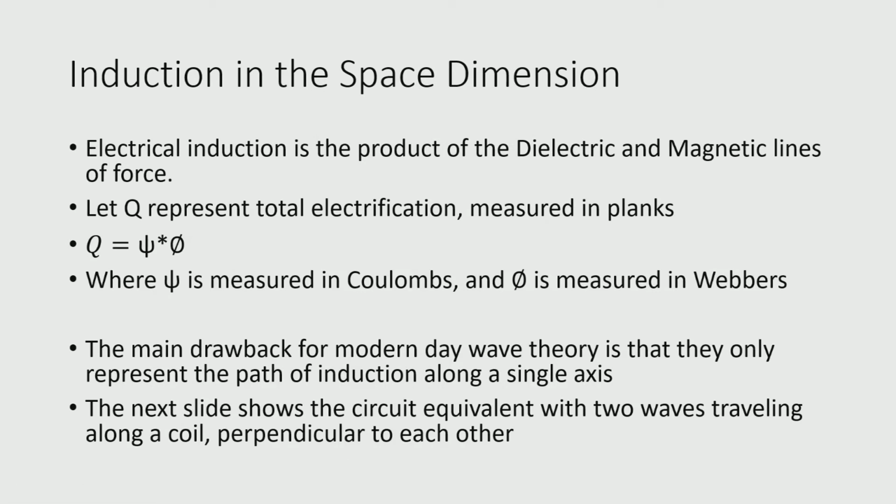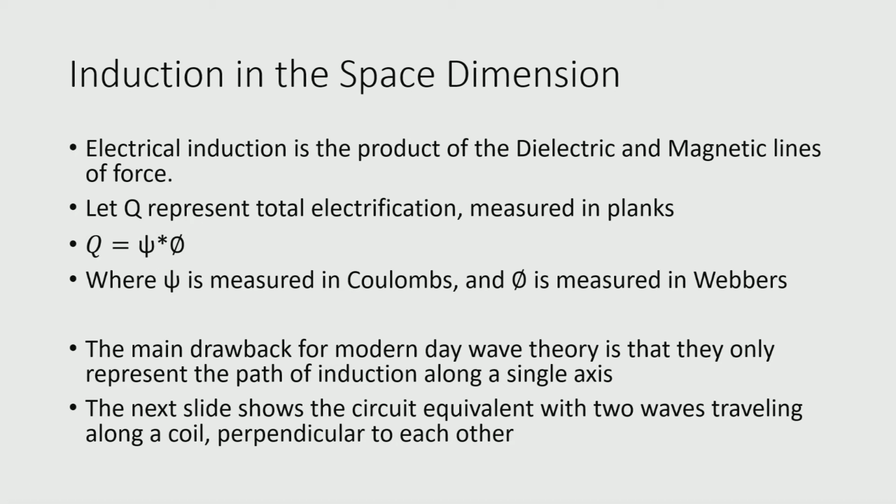All right, so we're going to talk about induction in the space dimension. Before we were utilizing time, now we're not using time. So we're going to let Q, this is again Eric Dollard talk, we're going to let Q represent the total electrification measured in Plancks, where Q equals the dielectric flux, which is measured in coulombs, which is psi, and the magnetic flux, which is phi, measured in Webers. And these right here are going to be our total electrification. Like I said, we're only utilizing this phi right now. Psi is nowhere to be found. We are missing half of electricity, the good side of electricity, the one that's actually useful.